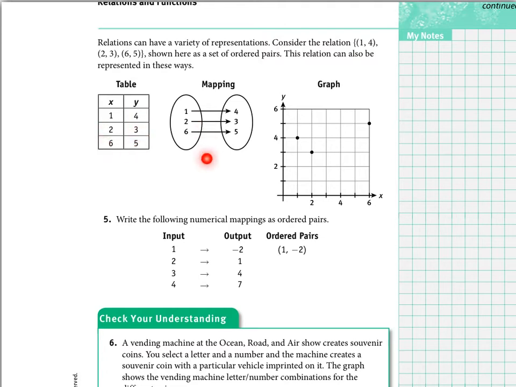We can also write it as a mapping like you did with the DVDs. And then 1 draws an arrow to 4, 2 goes to 3, and 6 goes with 5. And finally, we can actually just graph all of the ordered pairs as dots on a graph. So here's a graph. My first coordinate is 1, 4. Okay, I have 1 and 4. There's my first dot. And then 2, 3. I can go 2 and then 3. And then 6, 5 is 6 and 5. So you can actually graph it as well. Okay. And now let's look at number 5.